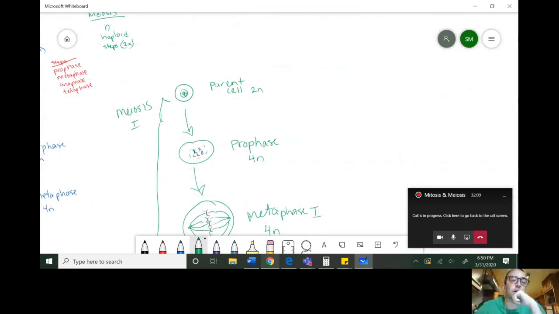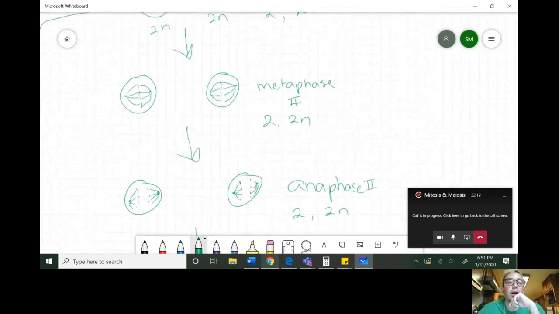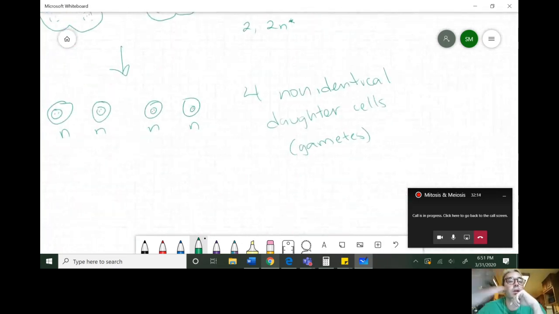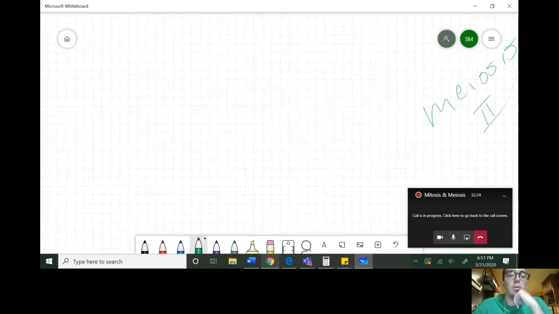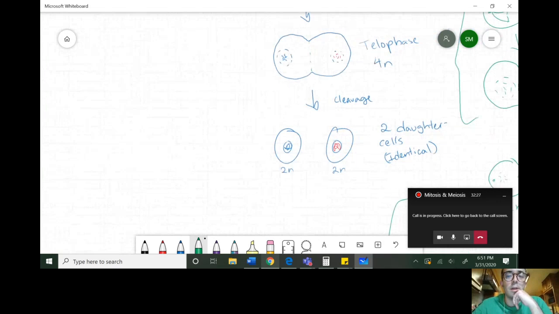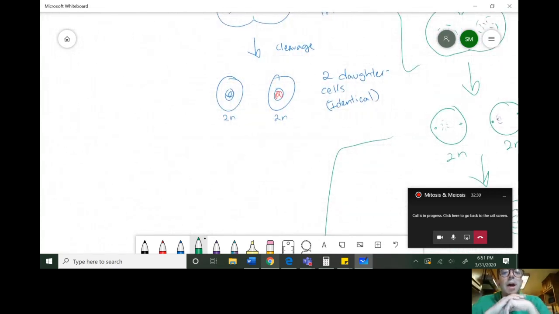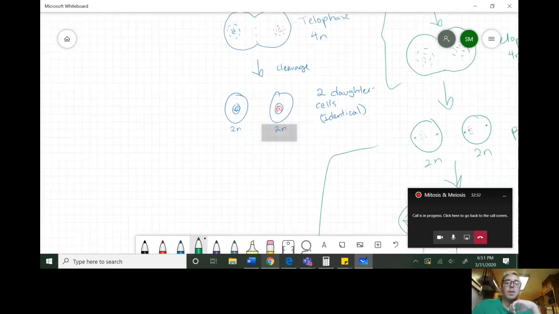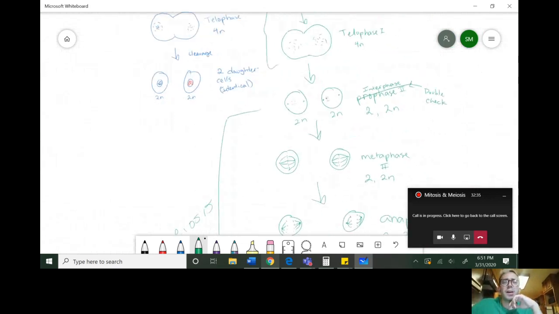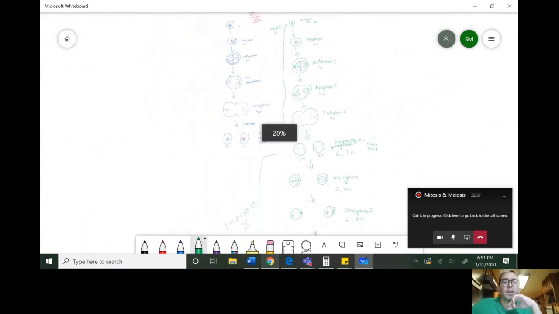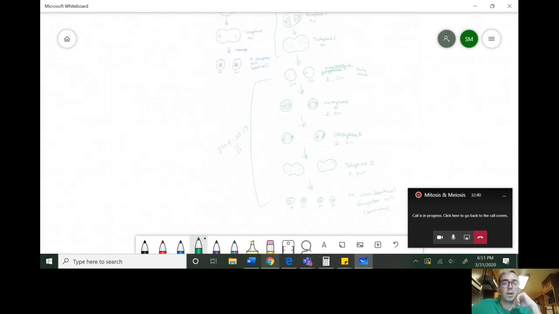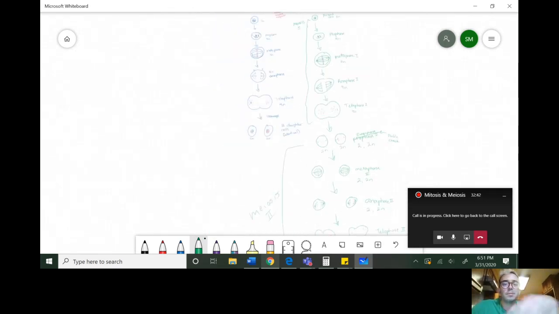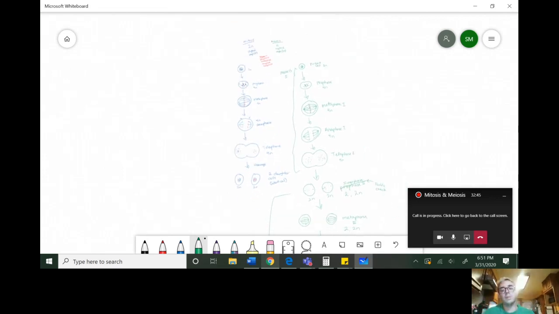And then meiosis, oh my goodness, I'm getting tongue-tied. You're going to have your parent cell, which will produce 4 non-identical daughter cells, and these are gametes. So 4 gametes that are non-identical versus 2 identical daughter cells. Those are our main differences. And then there's more steps in meiosis than there are in mitosis. I mean, look at this drawing, like twice the amount, right? So that's our main takeaway.